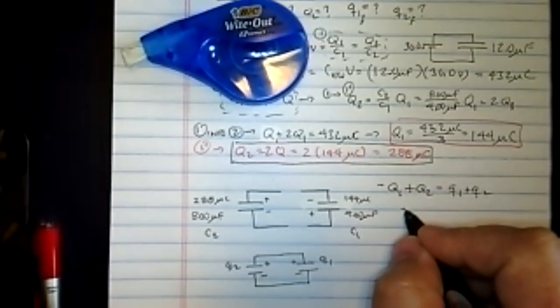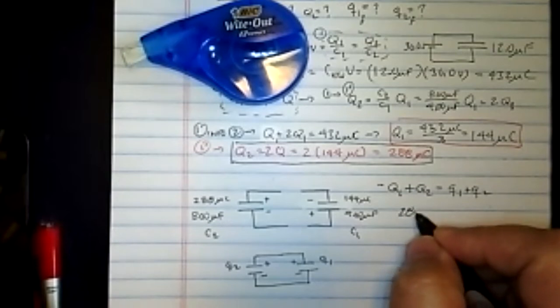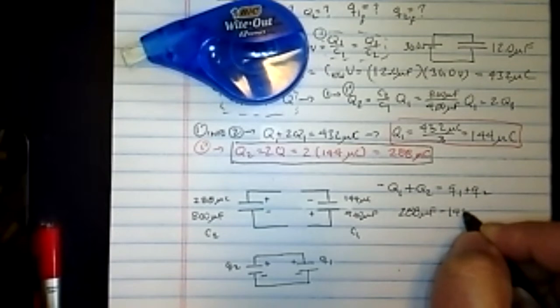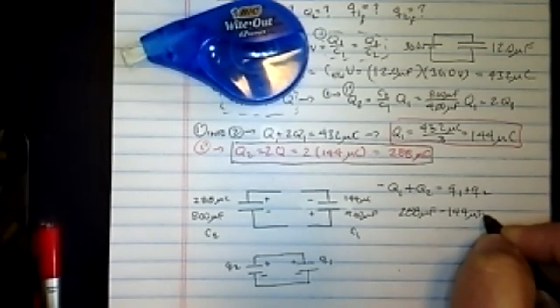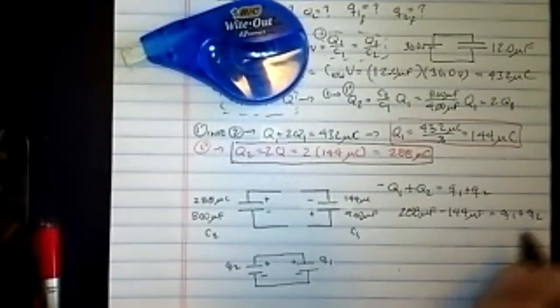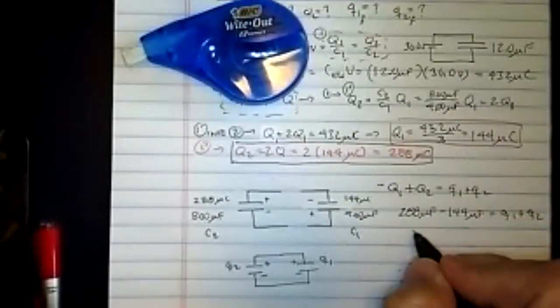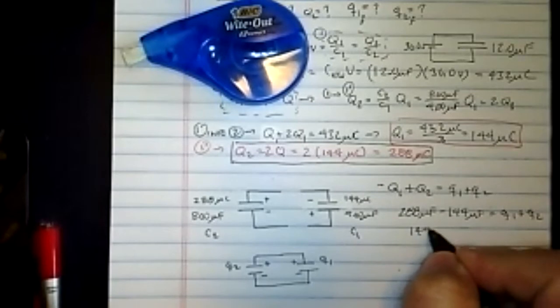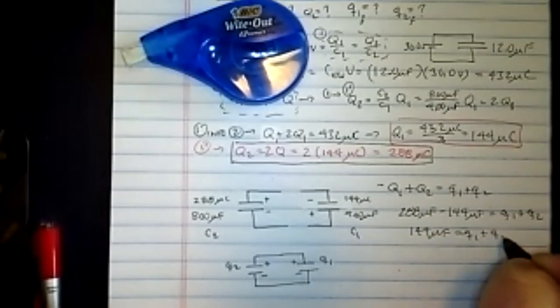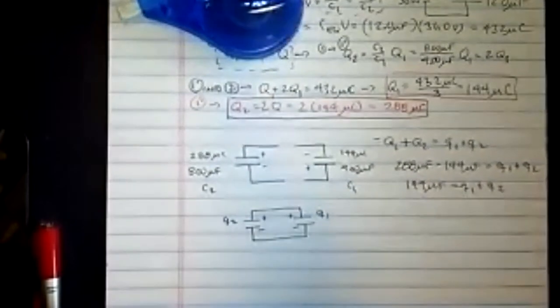So this side, I'm going to say 288 microcoulombs minus 144 microcoulombs is equal to Q1 plus Q2. And of course, this is 144 microcoulombs is equal to Q1 plus Q2. So now I have one expression for Q1 and Q2.